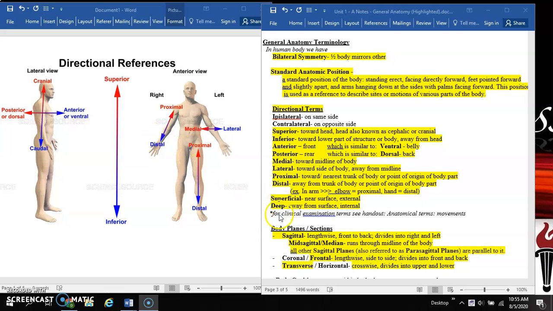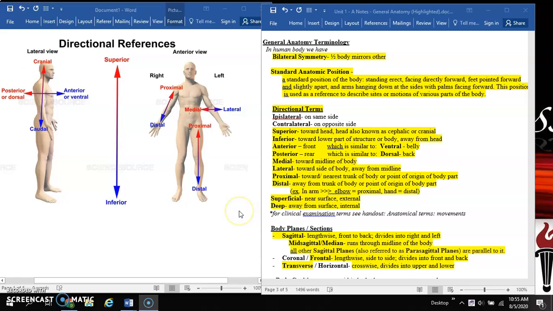The last two, superficial and deep, those are more descriptive. You see that sometimes when you're talking about a description of a wound or an injury of some type. If it's superficial, that means it's probably near the surface, and if it's deeper, that's usually where it's caused an internal problem. A puncture would be a deeper wound. A scrape would be a superficial wound.